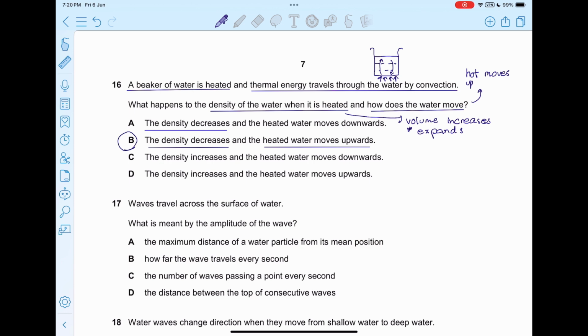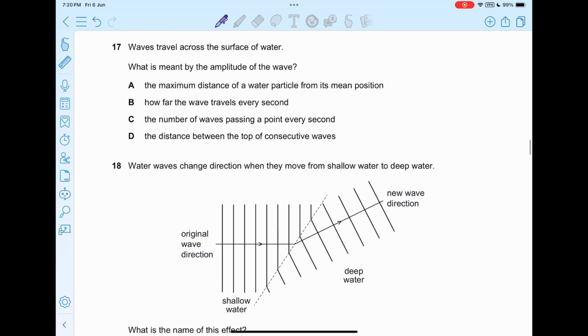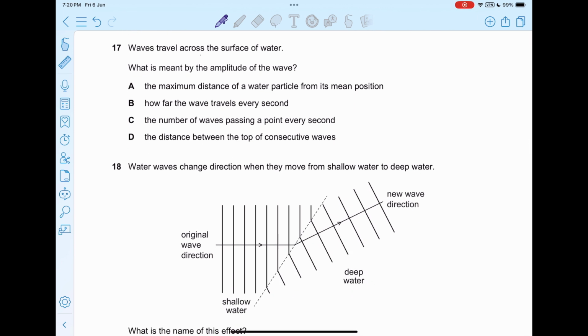Number 17, waves move across the surface of water. What is meant by the amplitude of the wave? So there is a middle line which we call the mean position, and it's the maximum distance from that middle line or mean position. So the answer is already A.